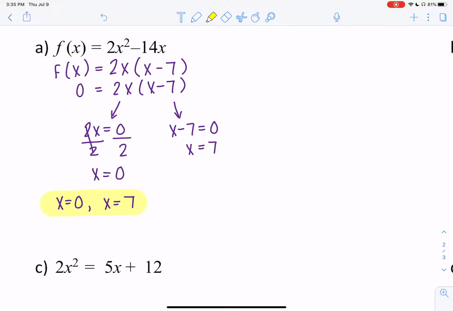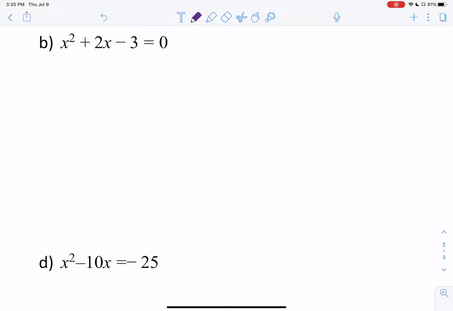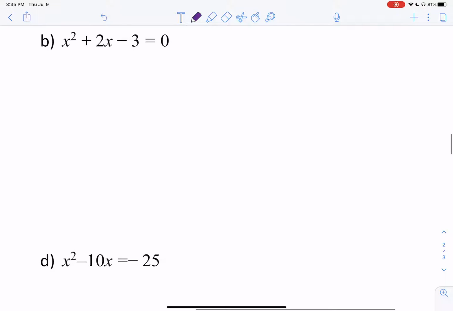Let's do another one. For the next one, we're going to start by factoring. I need two numbers that add to 2 and multiply to negative 3. So that will be (x plus 3)(x minus 1) equals 0. And now I'm just going to set both of my brackets equal to 0.